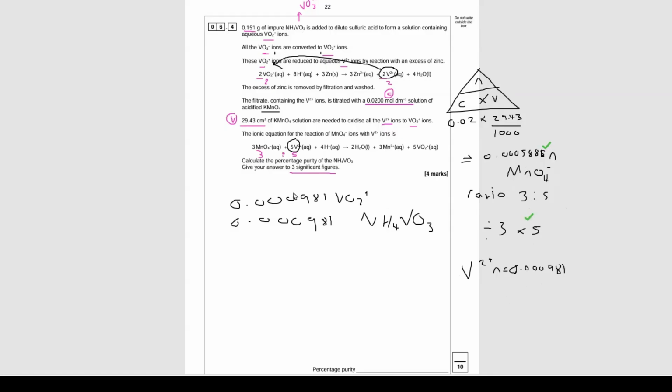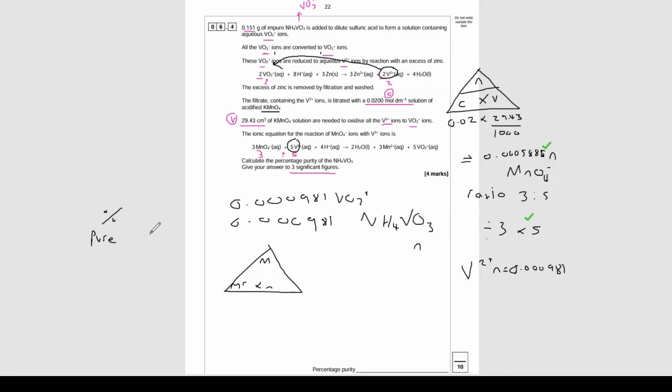Now we're working that all the way back to there. Now what do we need to do? You might get stuck here, but now you know the moles of that. You can work out the MR, and you know what we're going to do. We're going to do mass over MR times moles. And why are we doing this? Well, because they're giving us 0.15. And remember, we're going to do purity. So percentage purity, how pure is it?